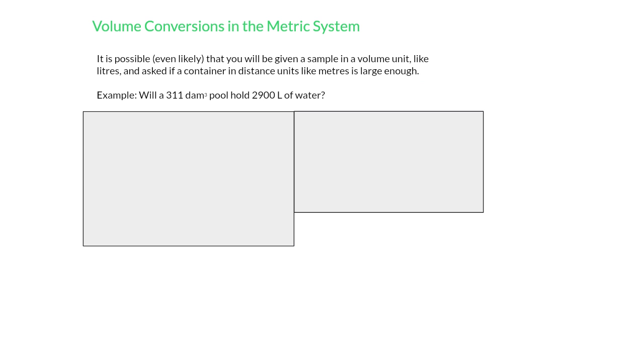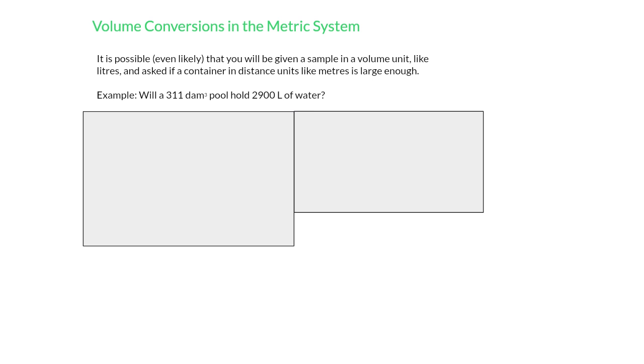Now we're going to look at volume conversions in the metric system. It is possible, even likely, that you'll be given a sample and a volume in it, so 34 liters, for example, and asked to convert it into distance measurement. So how many cubic meters is this? For example, will a 311 decameter cubed pool hold 2,900 liters of water? Notice the size of the pool is in cubic decameters. So it is a distance measurement.